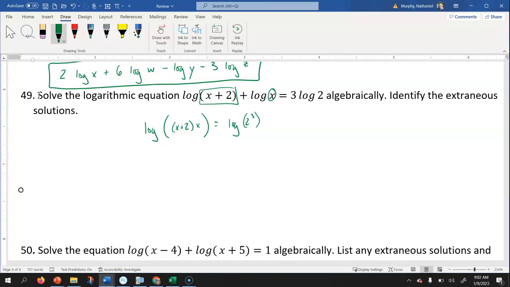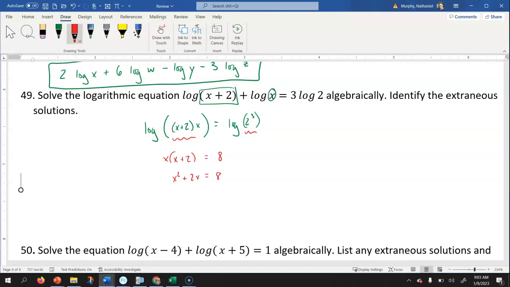All right, so now both sides, we have the log is the same on both sides. So now we can say the values, because we're trying to solve for x, are equal, since we already have the logs being the same on both sides. So what we're trying to do is figure out what values for x would make this true on both sides. So we can just isolate those. So we would have x plus 2 times x equals 2 cubed, which is 8. Or we can say x squared plus 2x equals 8.